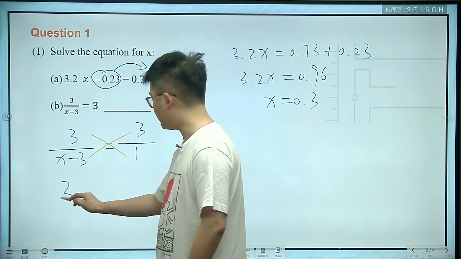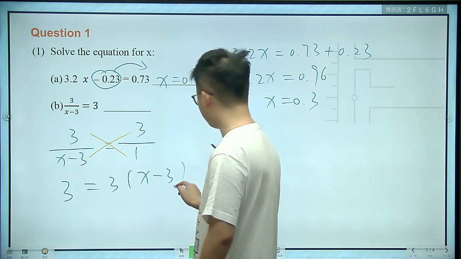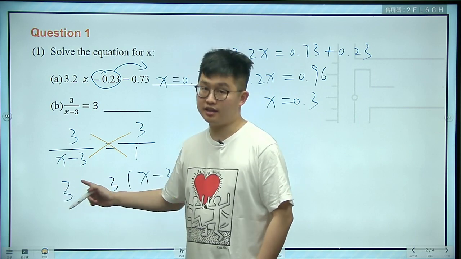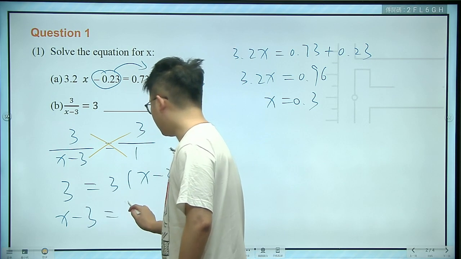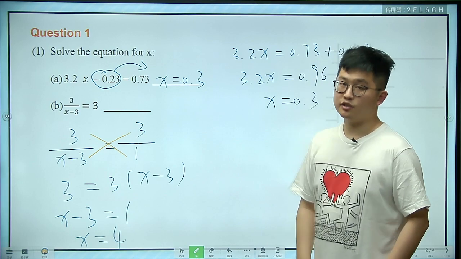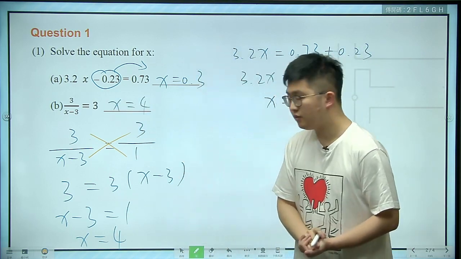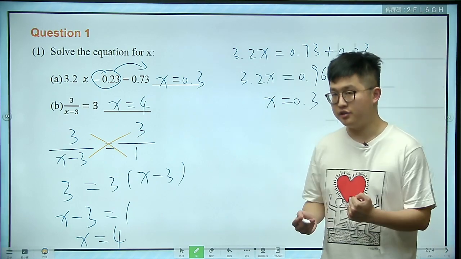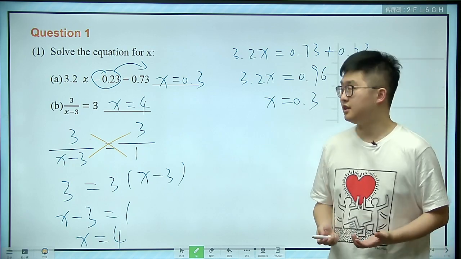So it goes like 3 times 1, which is 3, equals 3 times x minus 3. We can reduce the 3 on the two sides, and it will be x minus 3 is 1. So x is 4. The solution for this equation is x equals 4. Good, so this is how we solve an equation. And what about solving a word problem by equation?